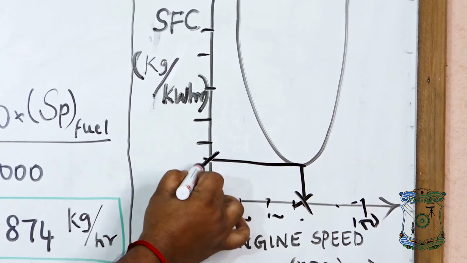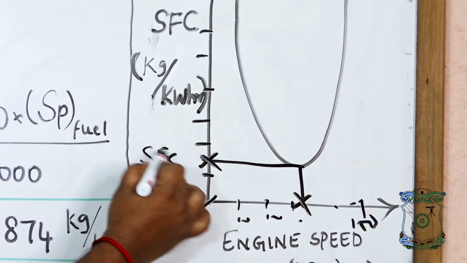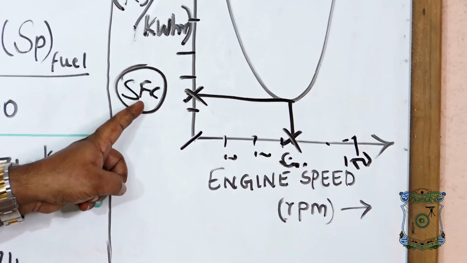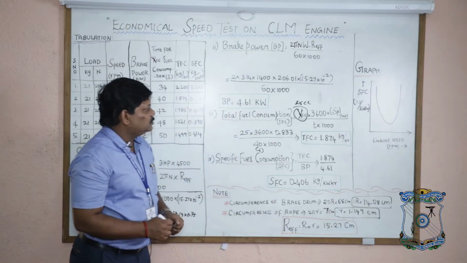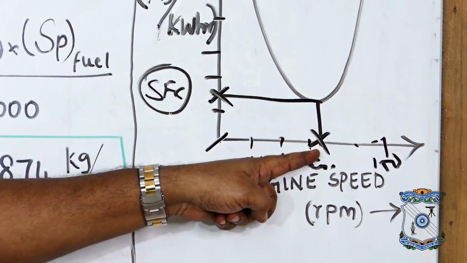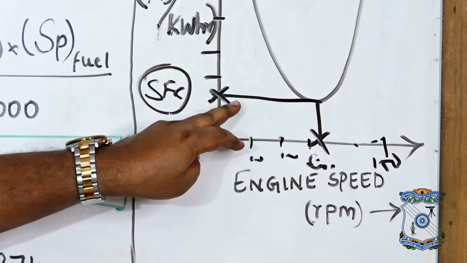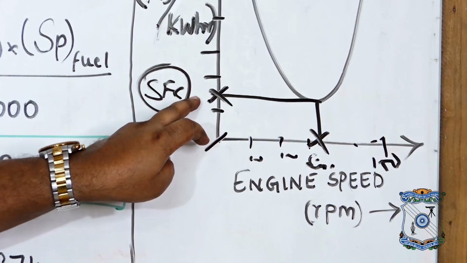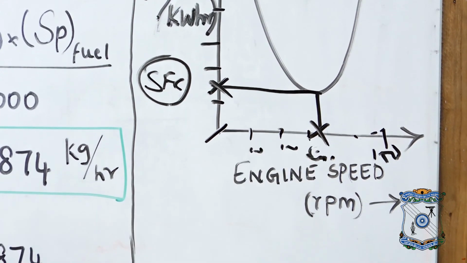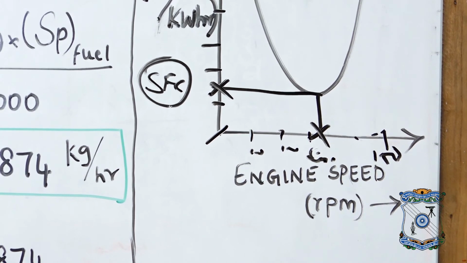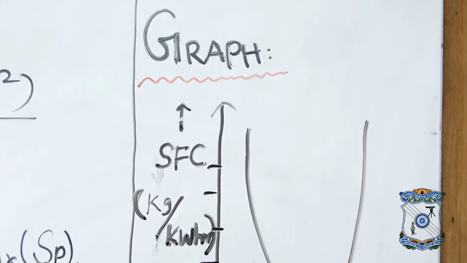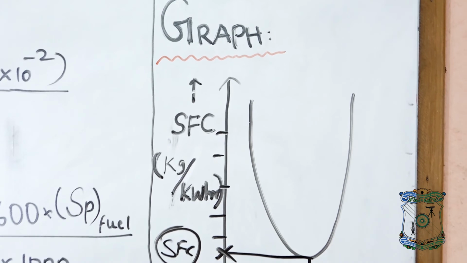This point is the SFC and this point is the engine speed. From this you can find the lowermost point, that is the fuel consumed here is the economical fuel, and the respective speed is the economic speed. The fuel consumed at this point is very less. So this speed is considered to be the economic speed of the given CLM engine. The objective is to determine the value of the economical speed of the engine.